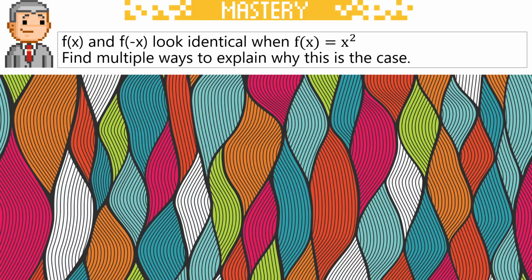And let's finish with this. f of x and f of -x look identical when f of x is x squared. Find multiple ways to explain why this is the case.